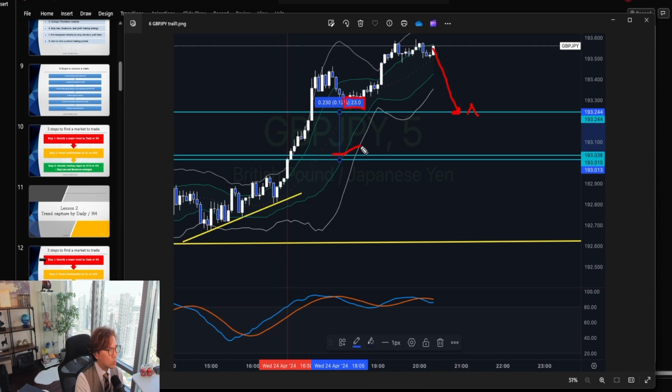So this is what I call the break-even line. Even if the market goes backwards and touches the break-even, I don't lose in this case. So in this particular situation, it's either win or more win, because I already fixed 23 pips of profit.